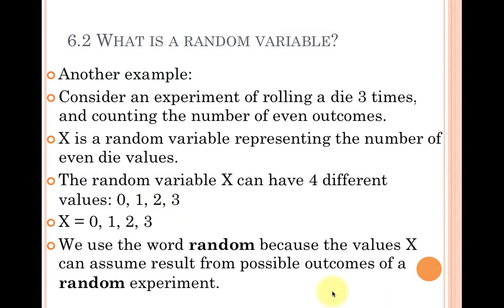We use the word random when we're discussing random variables because the values x can assume result from possible outcomes of a random experiment. So what we're talking about here are random experiments like rolling a die or choosing lottery balls. Those are random experiments, and the values that x can assume are possible outcomes of these random experiments.